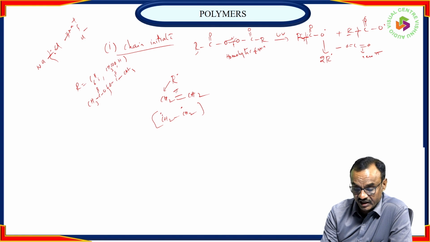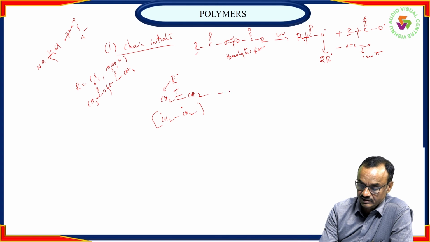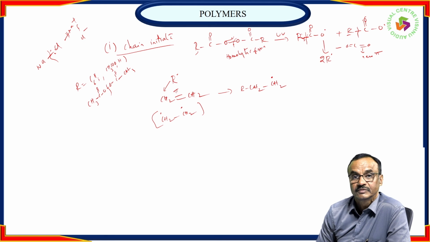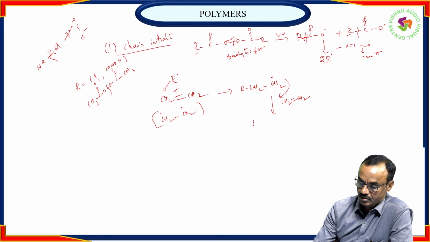If the R free radical attaches to this, you will get another free radical. So this links with this only. After linking, the lone electron left on this carbon is called another free radical, CH2 dot. This attacks another monomer, CH2, and links with this, or CH2.